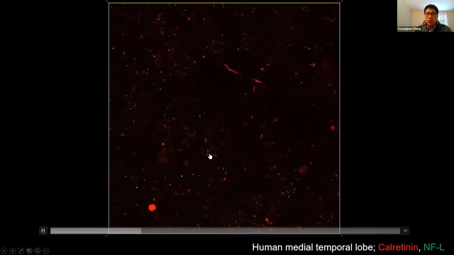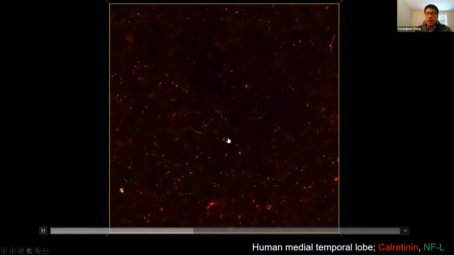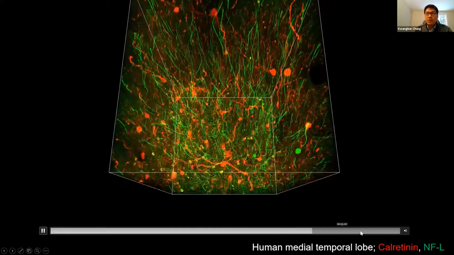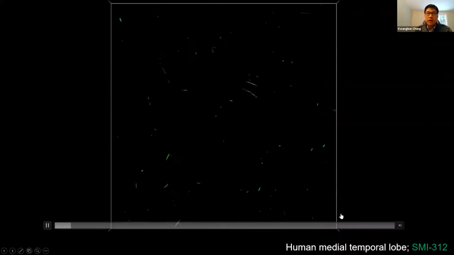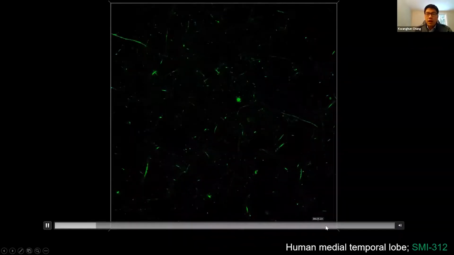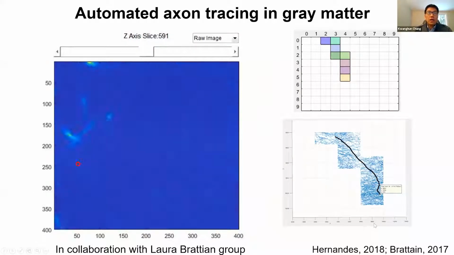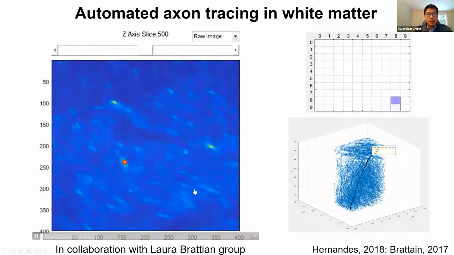And when it's expanded, we can see individual fibers and fine morphological details of the cells. So this shows human medial temporal lobe stained with calretinin and neurofilament antibody, and you can see individual fibers and morphological details, and you can trace them. Here's another example showing SMI-312 labeled fibers. I will skip this. And we have been developing automated tracing algorithms to reconstruct these fibers using deep learning algorithms. And this shows fiber tracing in gray matter, and this shows fiber tracing in white matter.